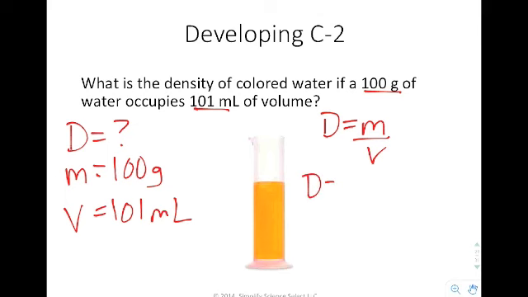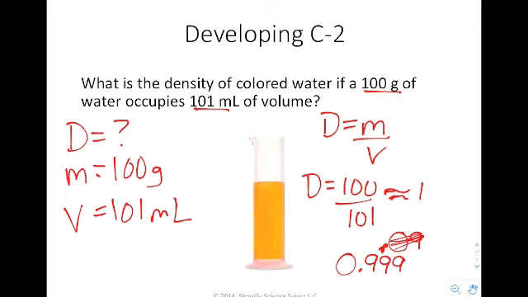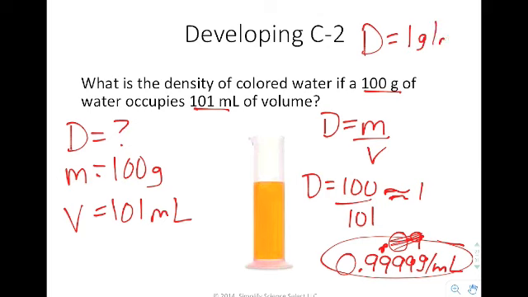We'd say density is equal to 100 divided by 101, which is pretty close to 1, but the answer is actually going to be like 0.9999 grams per milliliter. Now, the density of water is generally considered to be 1. It does change a little bit with the temperature, but from now on, every time we talk about the density of water, refer to it as 1 gram per mil.